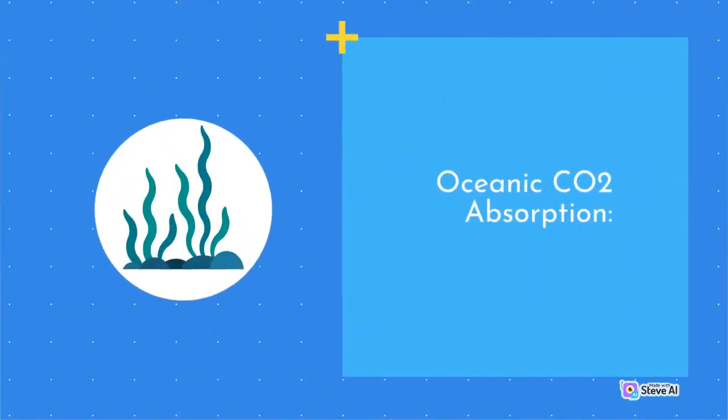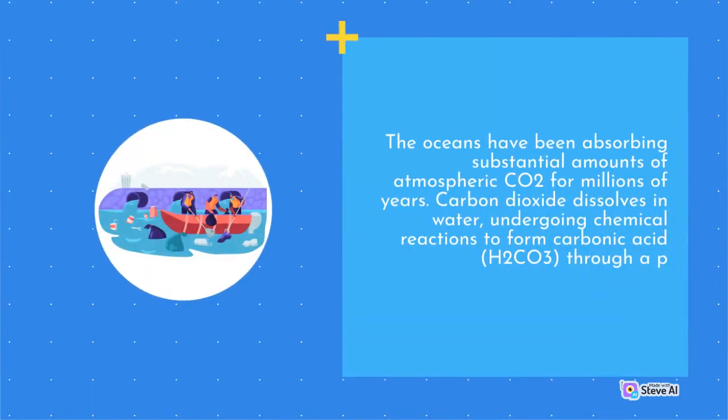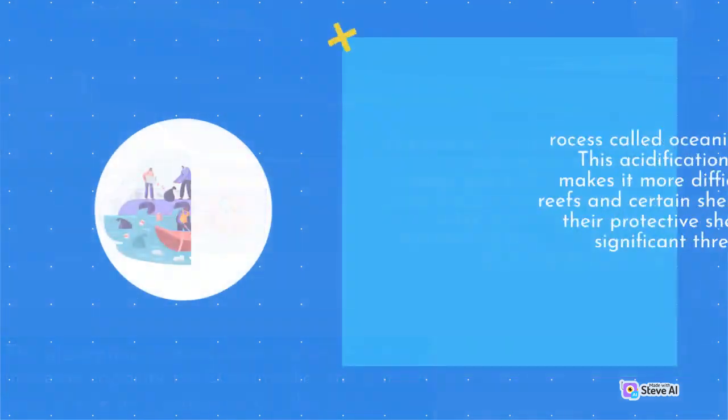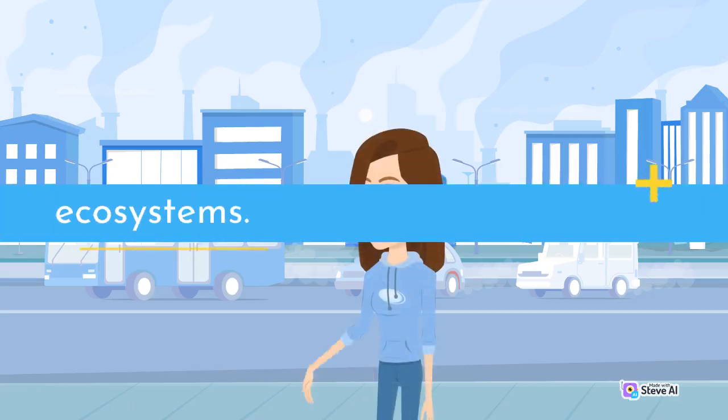Oceanic CO2 absorption. The oceans have been absorbing substantial amounts of atmospheric CO2 for millions of years. Carbon dioxide dissolves in water, undergoing chemical reactions to form carbonic acid, H2CO3, through a process called oceanic dissolution. This acidification of seawater makes it more difficult for coral reefs and certain shellfish to form their protective shells, posing a significant threat to marine ecosystems.